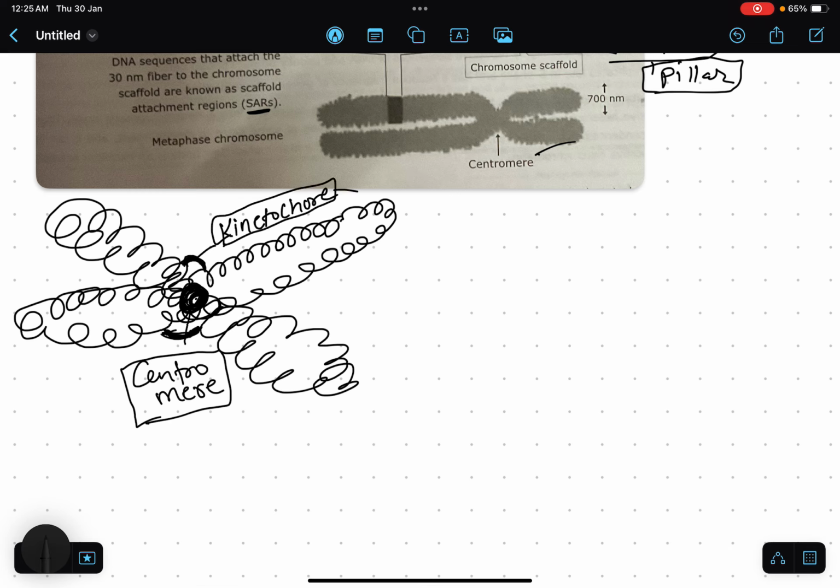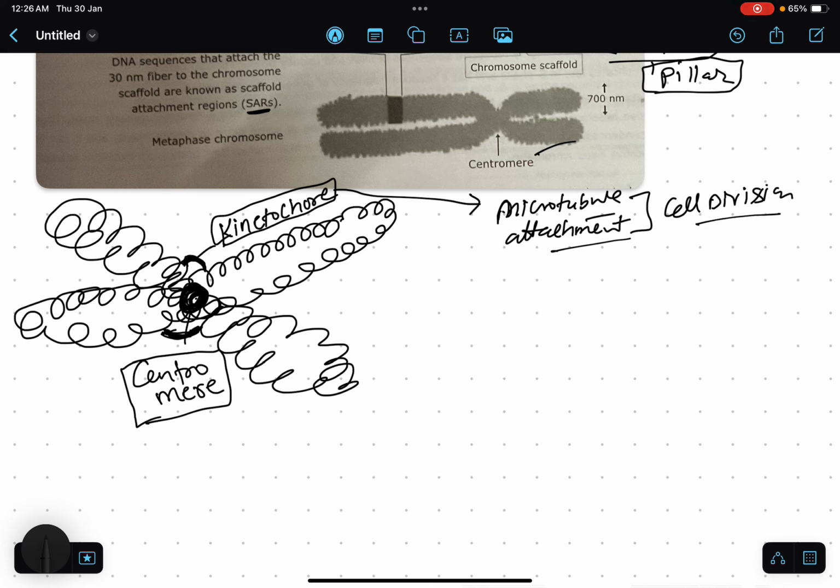which plays a very important role during microtubules attachment, cell division, or separation of chromosome. Kinetochore. So this is the chromosome factory.